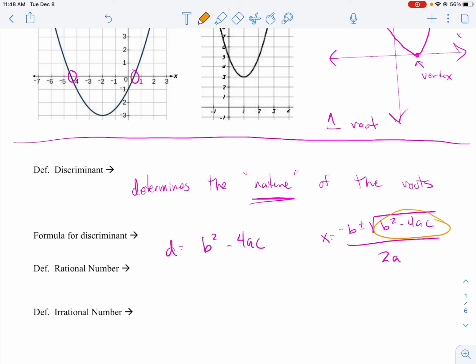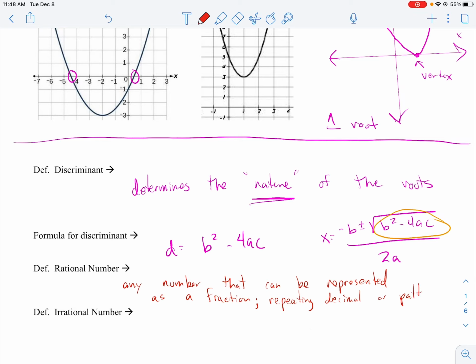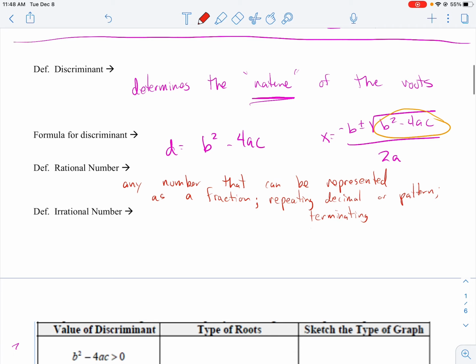So that being said, first we need to talk about what a rational number is. A rational number is any number that can be represented as a fraction. That's two words: a fraction. Also, it has a repeating decimal or pattern, or is also terminating, which means it doesn't go on forever. Some examples of that would be stuff like this.